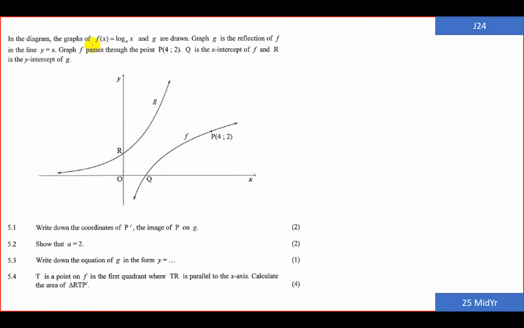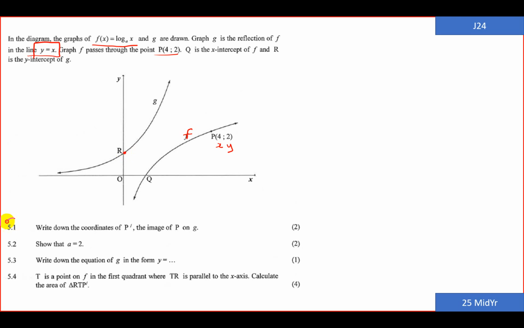I'm going to quickly read through the question. In the diagram, f of x is equal to log a to the x, and you'll notice that f of x is the log graph, and they have given us a point on a log graph called p, which is your xy value, to be 4, 2. Now graph G is the reflection of f on the line y equal to x. Y equal to x means it's the inverse of the log graph, and then the graph passes through 4, 2, which we've indicated is the x-intercept of f, and r is the y-intercept. Okay, there we have the y-intercept.